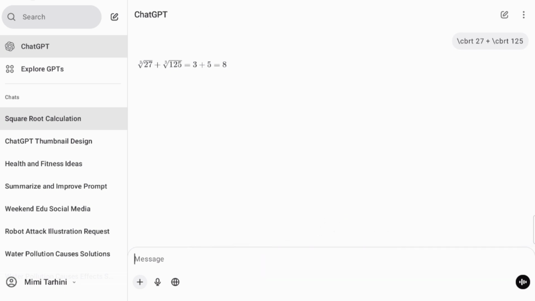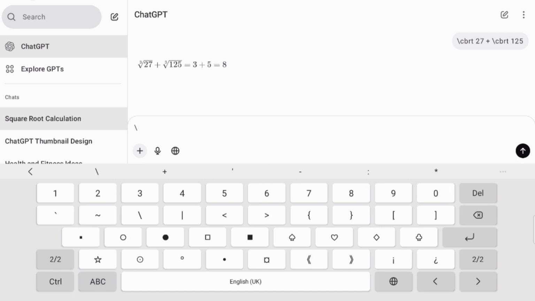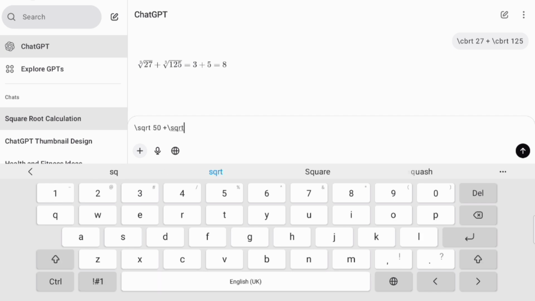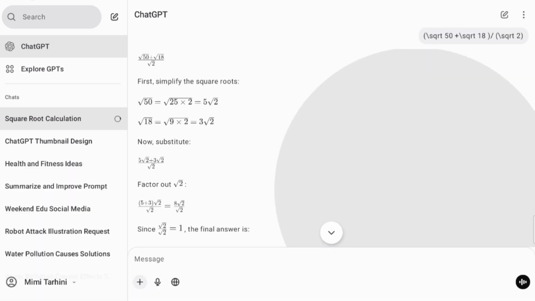And now if you want to write an equation having a fraction, you can just use this. And now let's have an example: radical 50 plus radical 18, all divided by radical 2. First of all, we type the formula normally, and to divide it all by radical 2, you must put parentheses. And now let's continue writing the formula, and as you see, this is the answer.